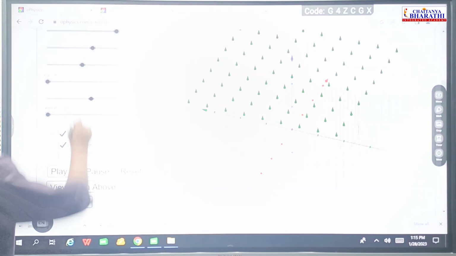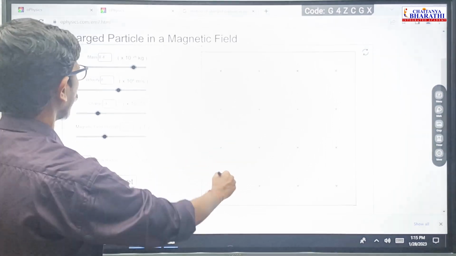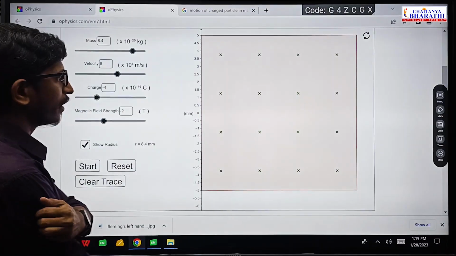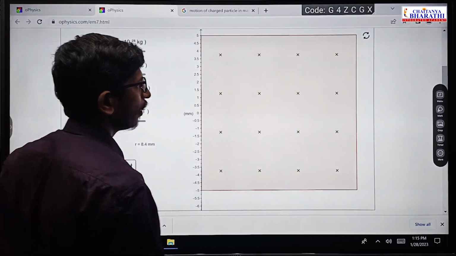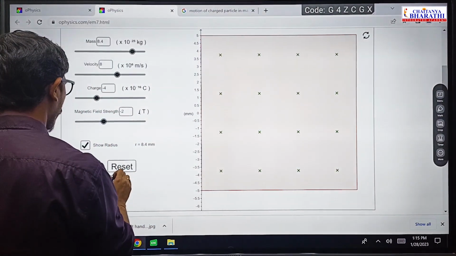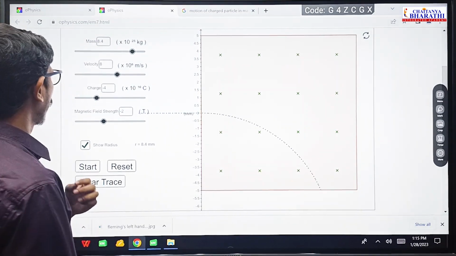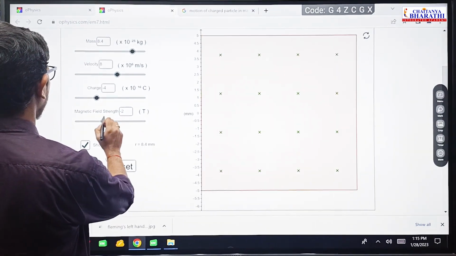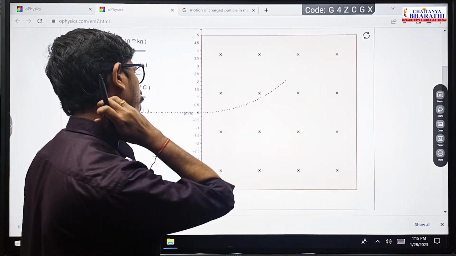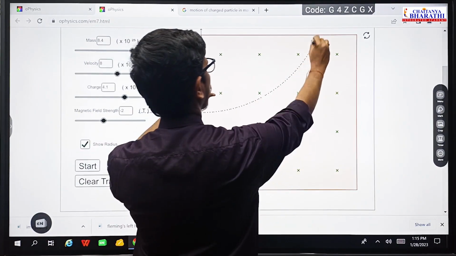If you look at the simulation here, let's say I want to increase the radius. So what is the formula we have? Let's mark the formula. First of all, I will take these parameters and start. Let's say some particle is projected and it will go like this. Make it a positive charge. Now see, this is how you have a charged particle going like that. This is the circular radius.